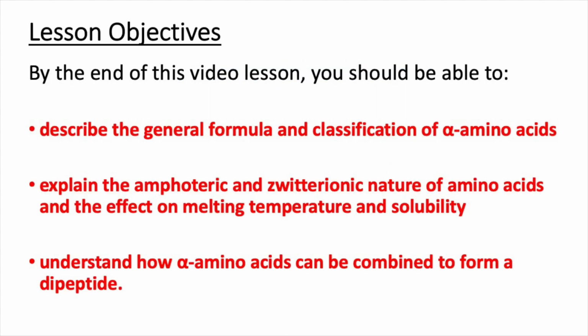By the end of this video lesson, you should be able to describe the general formula and classification of alpha-amino acids. You should also be able to explain the amphoteric and zwitterion nature of amino acids and the effect on melting temperature and solubility. And finally, you should be able to understand how alpha-amino acids can be combined to form a dipeptide.